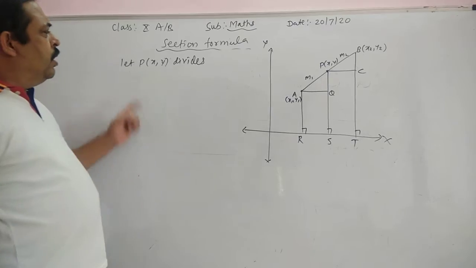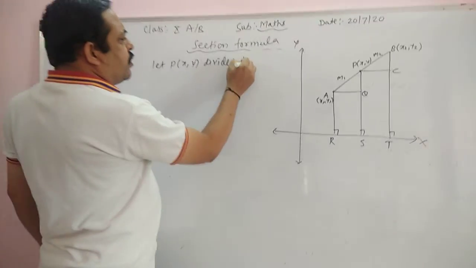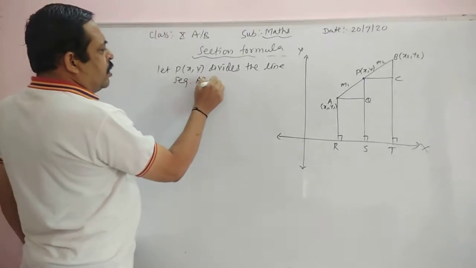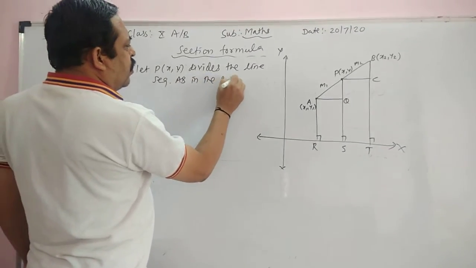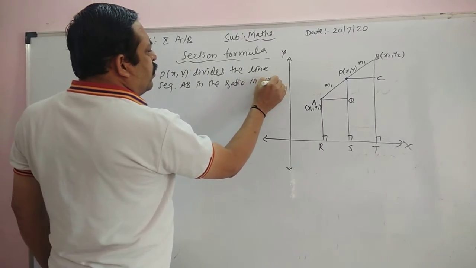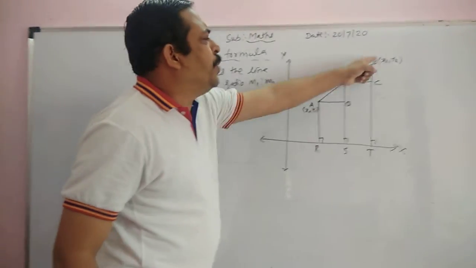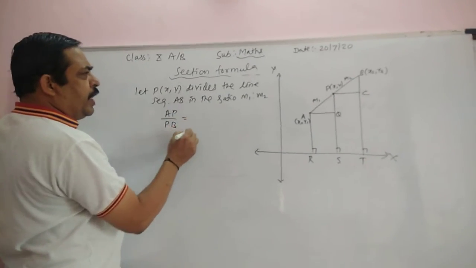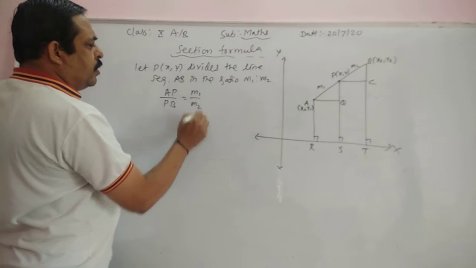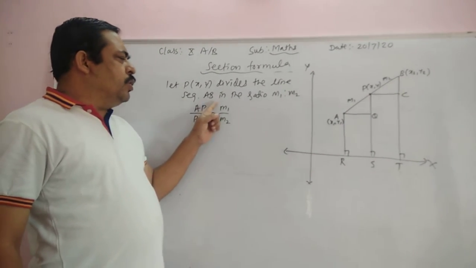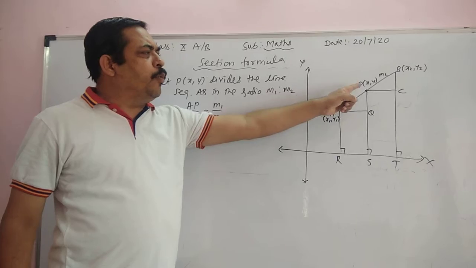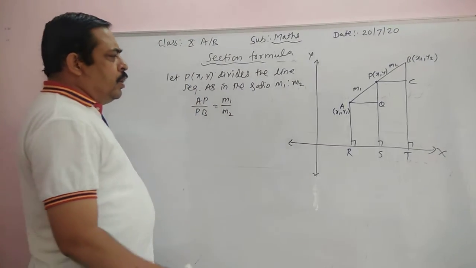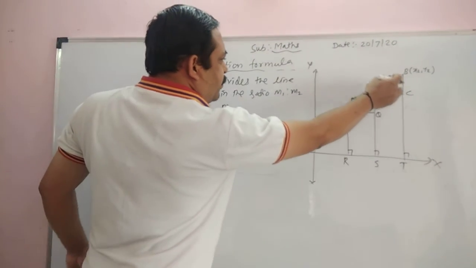Proof of that theorem. Let P(x, y) divide the line segment AB in the ratio m1 as to m2, which means AP upon PB we get as m1 upon m2. AP upon PB is equal to m1 upon m2 because we already considered that point P divides segment AB in the ratio m1 as to m2. Now we find some values.